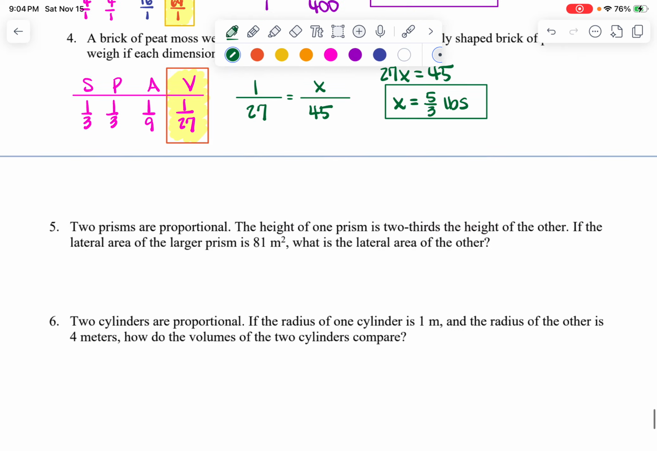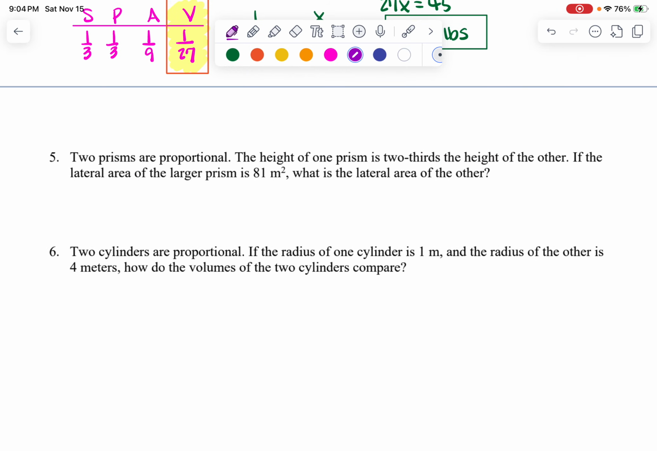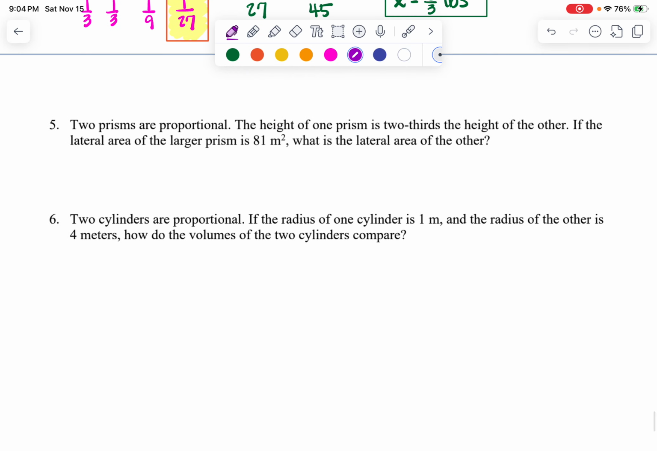All right, let's see. Number 5. 2 prisms are proportional. The height of one prism is 2/3 the height of the other. All right, well, clearly height is a one-dimensional measurement. So when I'm making my SPAV chart, right, I'm going to be doing 2/3, which means my perimeter ratio is 2/3, which means my area ratio is 4/9, which makes my volume ratio 8/27. All right, now let's go see what we're looking for. If the lateral area, oh, ding, ding, ding, that means we're using the area column.